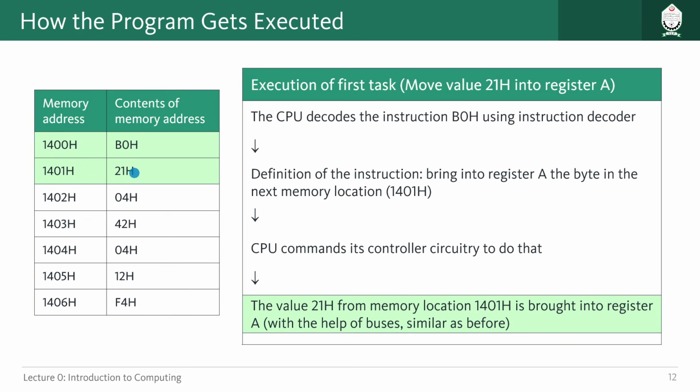There are multiple registers in the CPU, but the doors of the other registers will be turned off at that moment. Only register A will receive the data. In this way, the first task is completed.